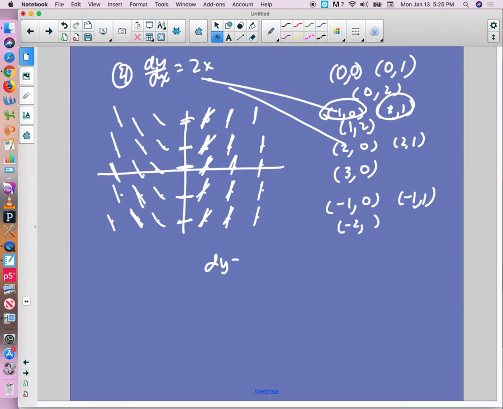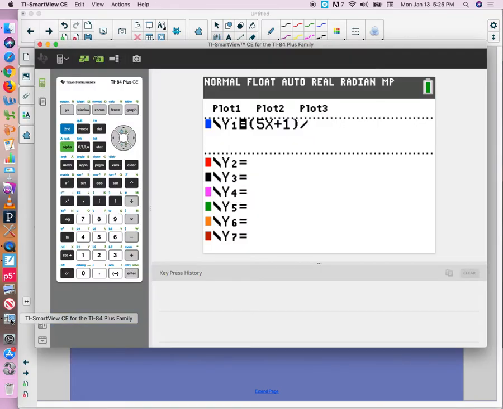If I separate my variables and move my dx over here and integrate, I get y is equal to 2x squared over 2 plus c, or some form of x squared plus c. And you can see that my points look like they're following that path of an x squared plus c. And if I give you a specific point, which we'll see later, we would be able to do that. Let's see if the calculator's opened up yet.